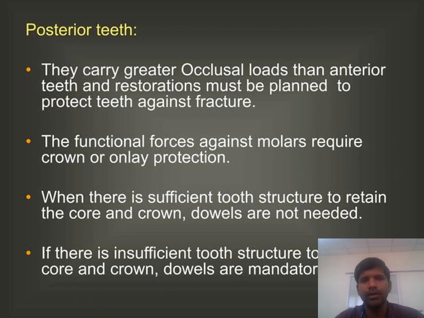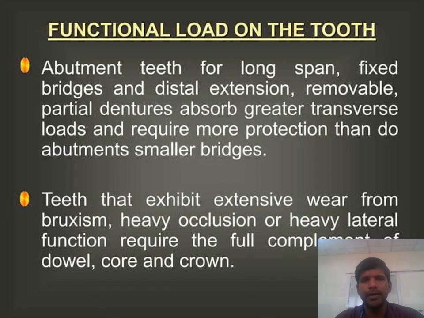Coming to the posterior teeth, they carry greater occlusal loads than anterior teeth, and restorations must be planned to protect the teeth against fracture. The functional forces against molars require crown or onlay preparation. When there is sufficient tooth structure to retain the crown and core, dowels are not needed. If there is insufficient tooth structure to support the core and crown, dowels are mandatory.